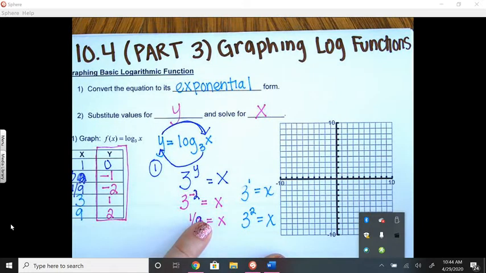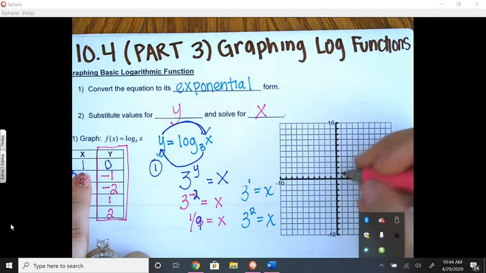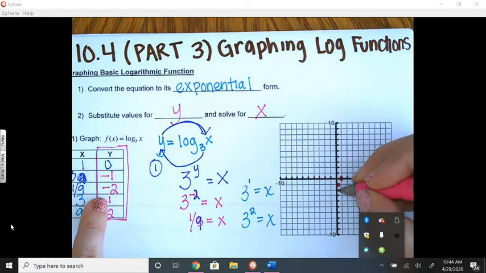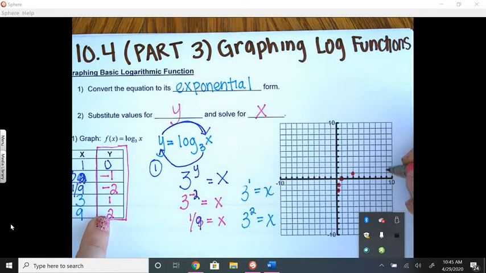Then we're going to graph these points. We have (1, 0), and then we have (1/3, -1), just a little bit over. Then we have (1/9, -2), a little bit less. And then we have (3, 1) and (9, 2).